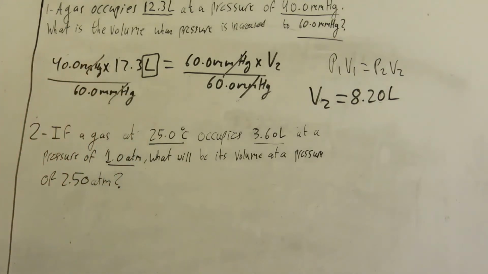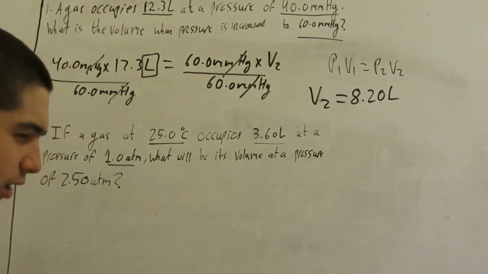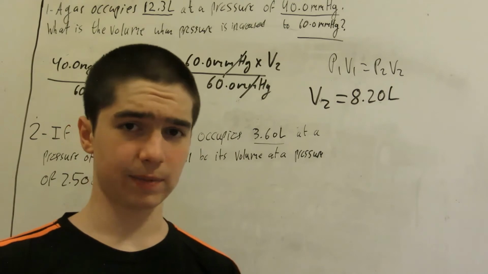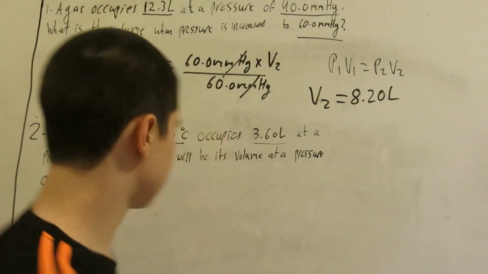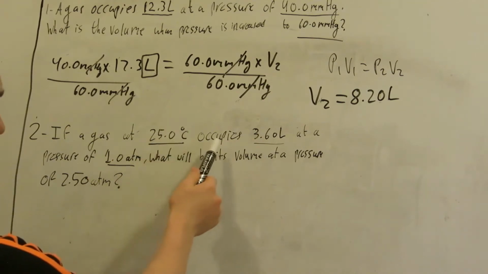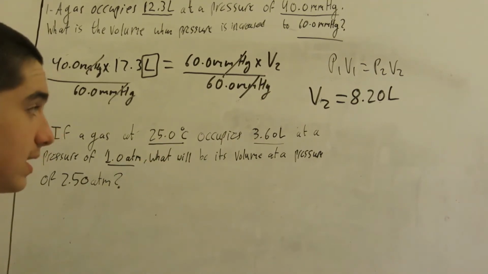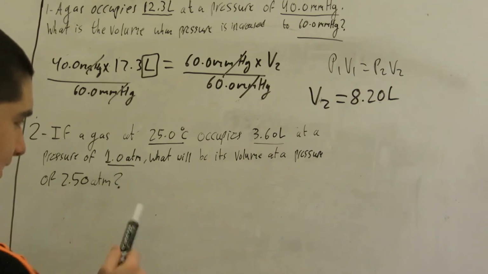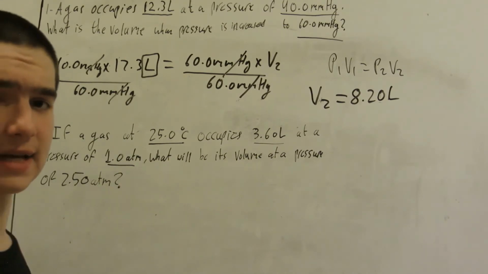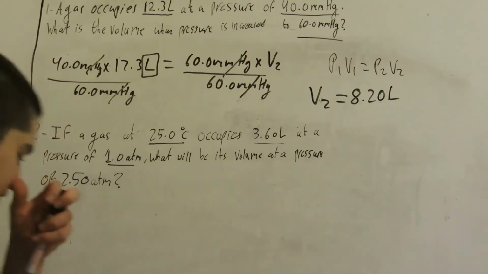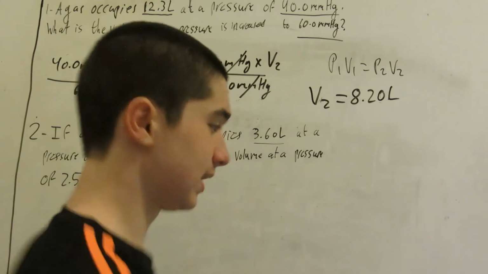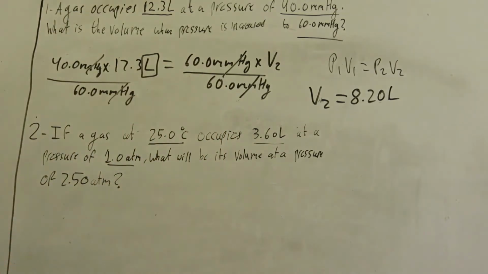Alright, great. That's a great question, but I would like you to solve it by yourself. Alright, so start solving. Let me repeat the question for you. You can write it down. The question says, if a gas at 25.0 Celsius occupies 3.60 liters at a pressure of 1 atm, what will be its volume at a pressure of 2.50 atm? Alright, great. I'll give you time to solve it. You're done. Great. Let's check your question.